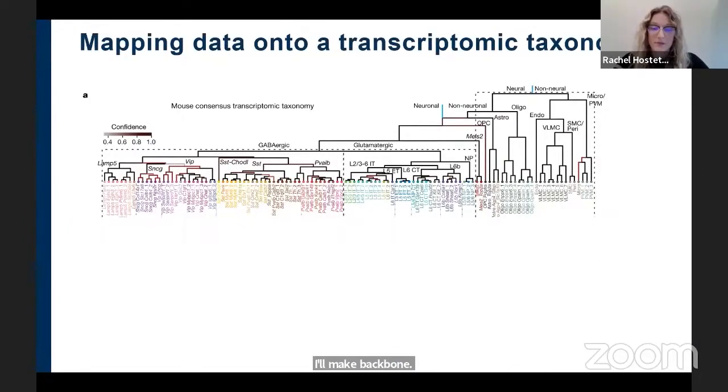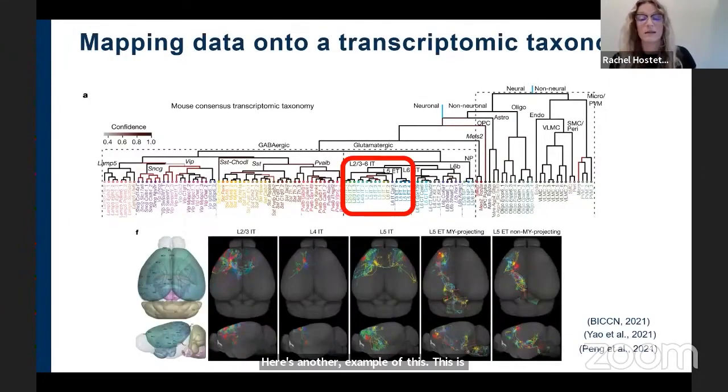Here's another example of this. This is specifically looking at the long-range projections of our excitatory cells. So here are some examples of layer 2, 3, layer 4, and layer 5 IT cells and layer 5 ET cells. Our IT cells are intratelencephalic, meaning they keep their projections within the telencephalon. You can see here that, again, these are all from the primary motor cortex. So they're projecting from the primary motor cortex to other areas. And we can clearly see in our IT cells that they stay within the telencephalon, and our ET cells project to different areas outside of the telencephalon.